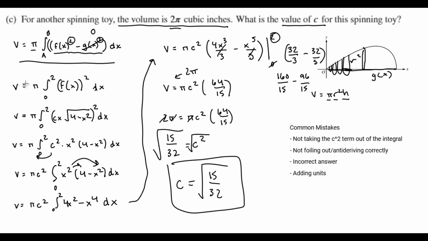Now to the scoring guidelines, you get a point for setting your integral right here, for taking out the c squared, for evaluating it correctly and anti-deriving it correctly all here, and finally getting the right answer. Maybe a common mistake is not taking the c squared out. Since it's a constant, it might be hard as it is a variable c squared, but you can take that out. Anti-deriving it by maybe foiling it out, and then maybe just some algebra error, probably right here because it's big numbers. But after that, you should get c equals the square root of 15 over 32.